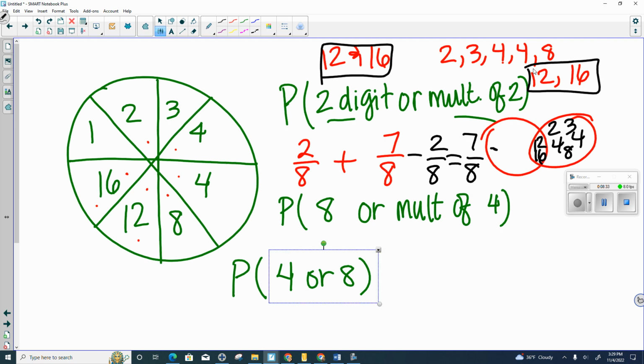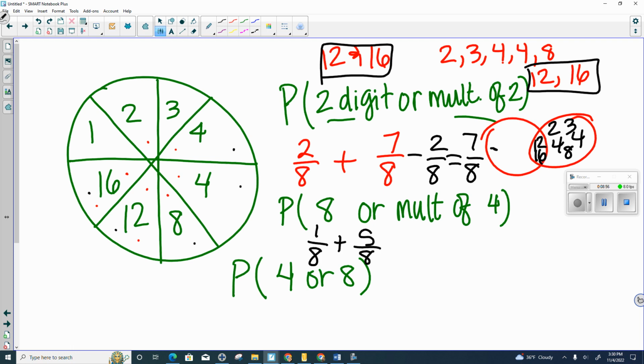You never know. Okay, what's the probability that you'll land on an 8? Well, let's go look at it. There's one of those out of all 8 pieces, or that it's a multiple of 4. So 4, 4, 8, 12, 16. So that's 5 out of the 8.